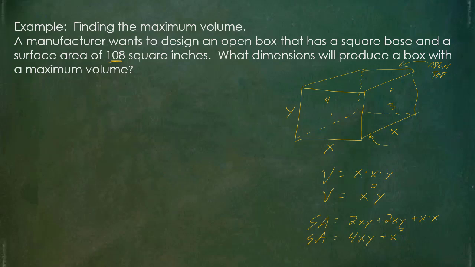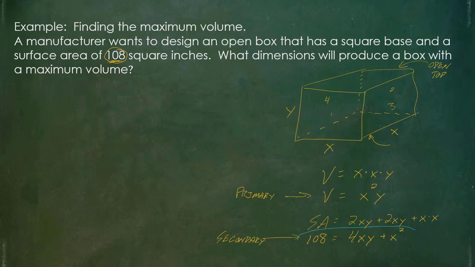So 4xy plus a single x squared would be my surface area. However, with this one, it actually gave us what that value is, so that's going to be my secondary equation. This one right here, the volume, is my primary because that's what I'm trying to maximize. So my primary is the volume, my secondary is the surface area. Reason being is I can actually say, instead of calling it surface area equaling that, I actually know that value, which is 108. Because again, it gave me 108 square inches as my surface area. So what I'll want to do is try and use this secondary equation.